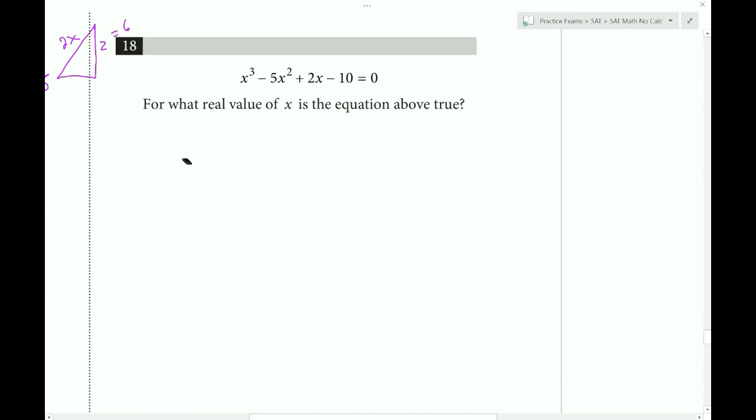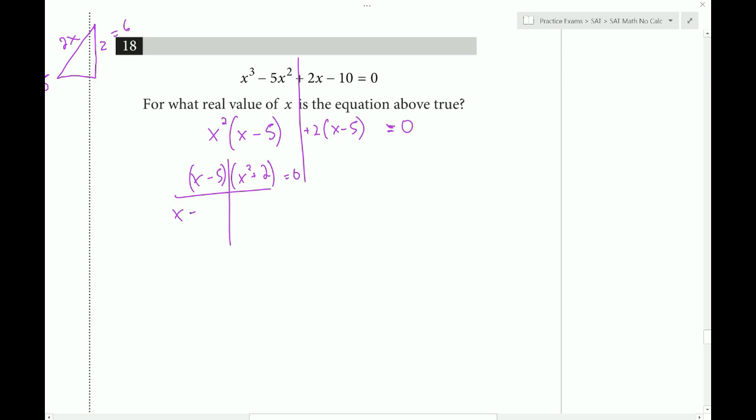For what real value of x is the equation above true? So what we have to do is do a grouping. So we factor by grouping, factoring out an x squared, we get x minus 5. Then we pull out a plus 2 and we get x minus 5. And from here, we can factor out an x minus 5, and we're left with x squared plus 2. And then we can t-chart that, so x equals 5, and x squared equals negative 2. So this is a reject, and x equals 5 is our answer.